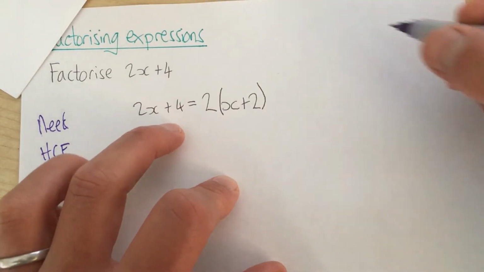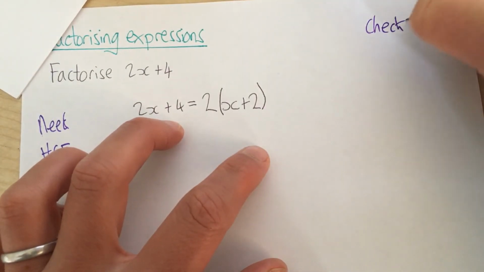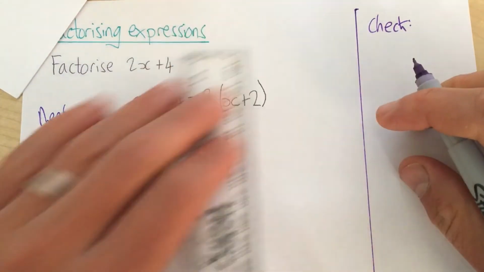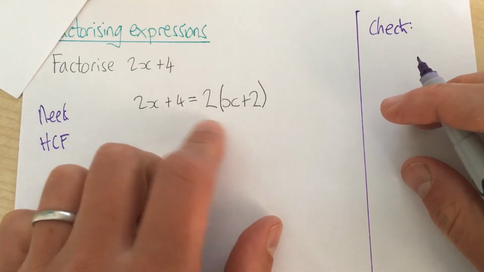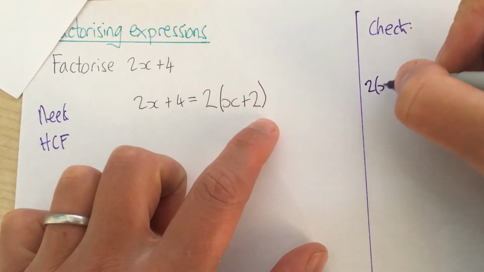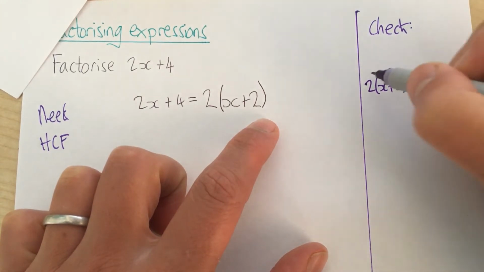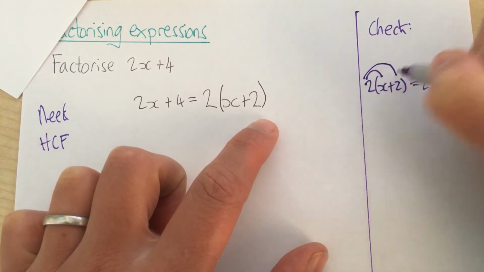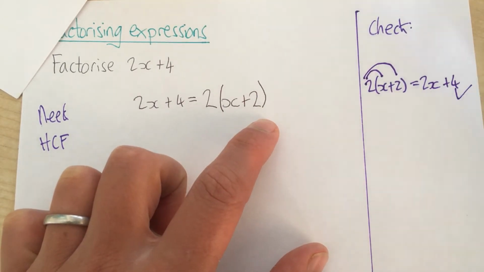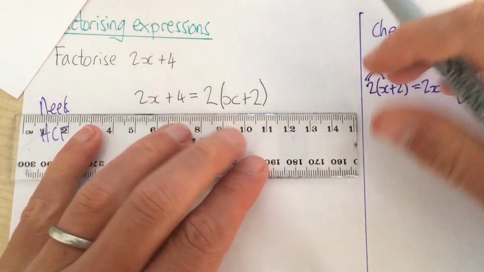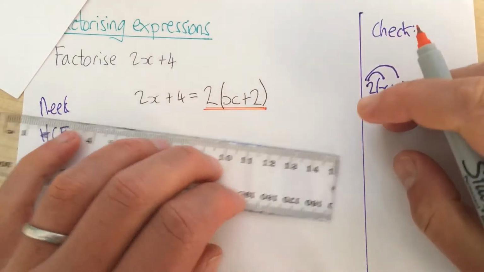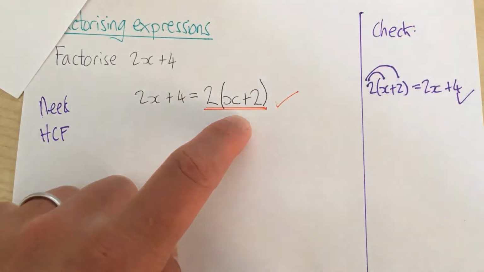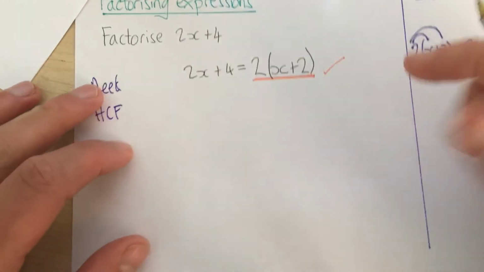Now I can check my answer. How do I check it? By expanding the brackets and seeing if I get back to the original expression. So I had 2 brackets x plus 2, and if I expand the brackets, 2 multiplied by x is 2x, and 2 multiplied by plus 2 is plus 4. So my answer is correct. This here is my original expression factorized. This is my answer. Let's do another one.